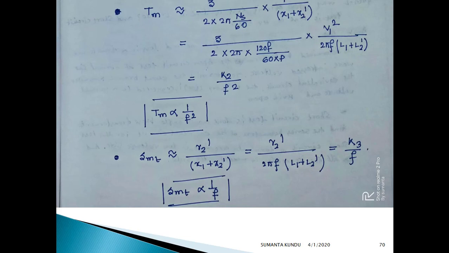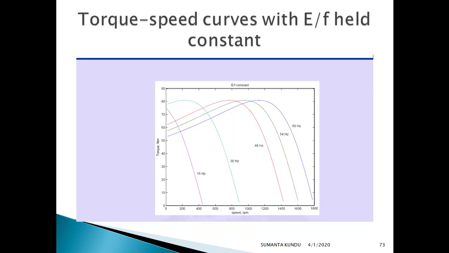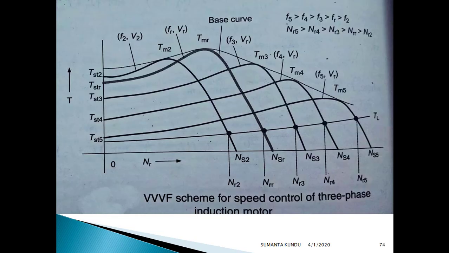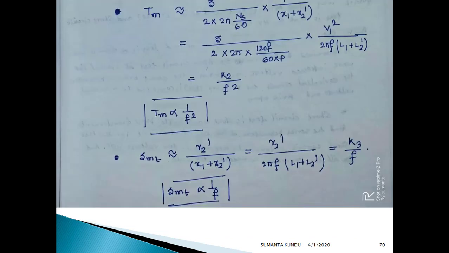Now what happens if the frequency increases? Again, induced EMF is proportional to the product of phi and f. So if frequency is increasing, then to keep the EMF constant, phi has to decrease, and this is known as the flux weakening effect.